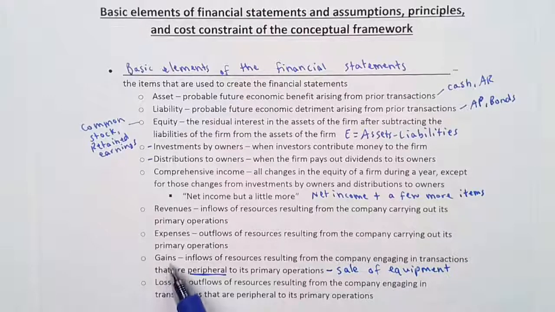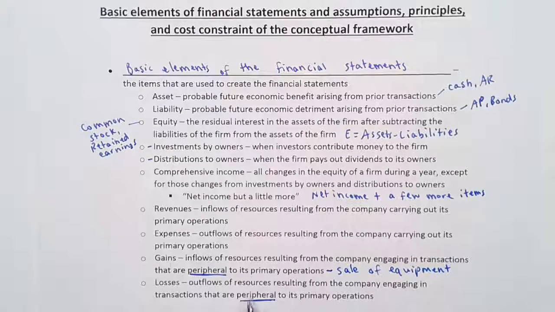And then a loss is similar to a gain because it's peripheral. It's an outflow of resources resulting from the company engaging in transactions that are peripheral to its primary operations. So again, it's an outflow like an expense, but the difference is it's peripheral to the operation. So if you sell equipment or an investment for less than the book value, then you have a loss. Okay, so that's it for the basic elements.